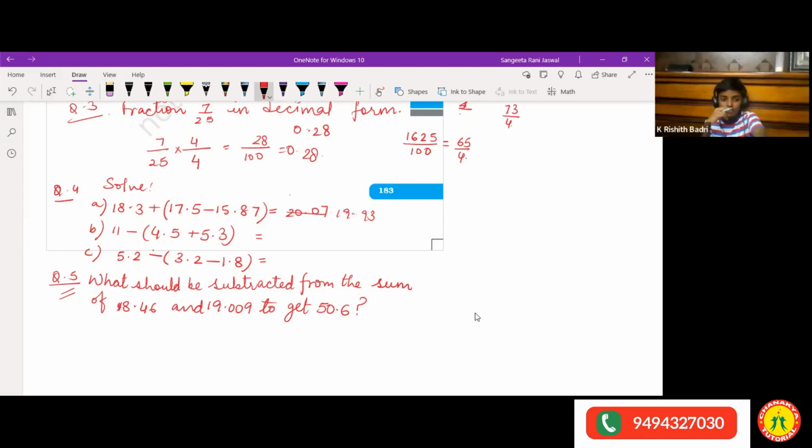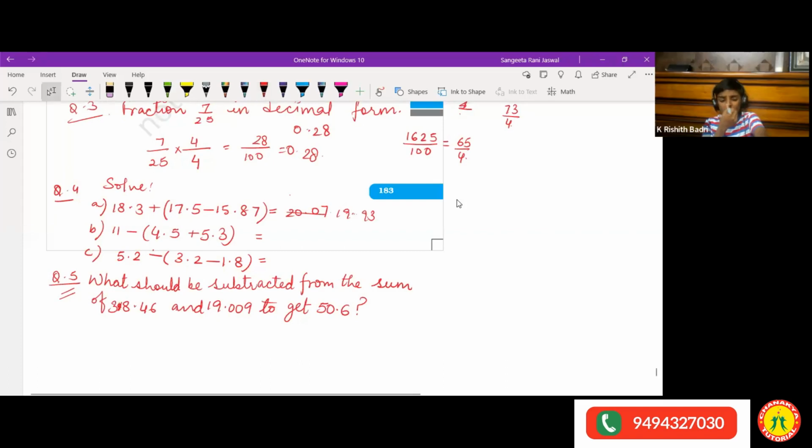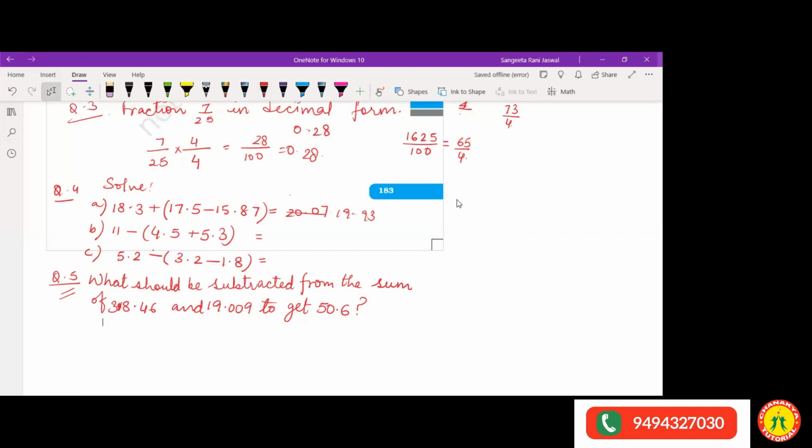Ma'am, which one have you changed? 50 is changed to 38. Lasya, tell me the B answer. Yes, ma'am. I said 11.8.